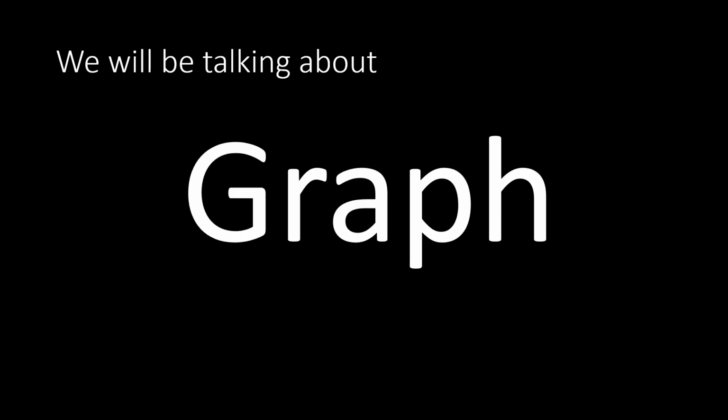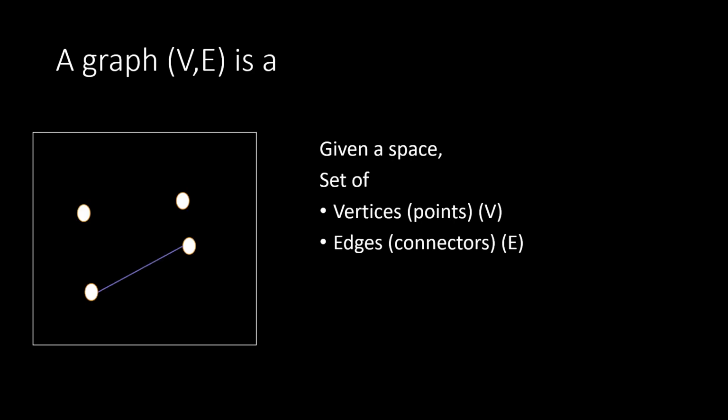We have to know about the following two things. A graph is a set of vertices and edges. Vertices you can think of as points on a space, and edges are the connectors between the vertices. They may exist and they may not exist.